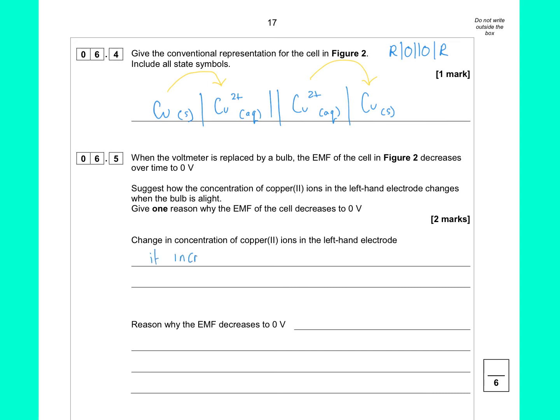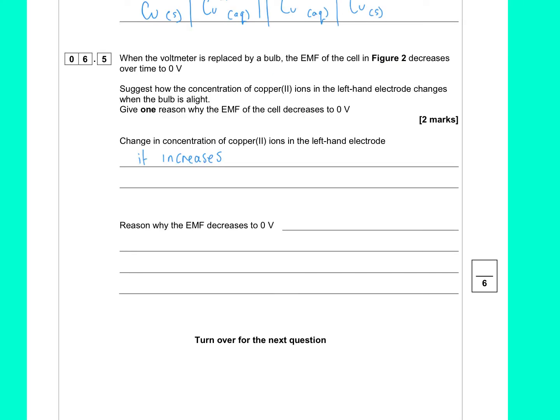Right, you're then asked what would happen to the concentration of the copper 2 ions in the left-hand electrode over time, as the potential difference decreases to 0. So the concentration would increase. And eventually it goes to 0 because the concentration of the 2 cells would become equal. One would increase and the right-hand cell would decrease until they reached a point where both had the same concentration and there would no longer be a potential difference.